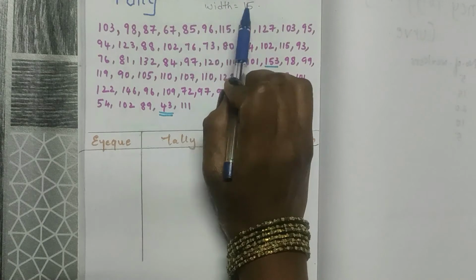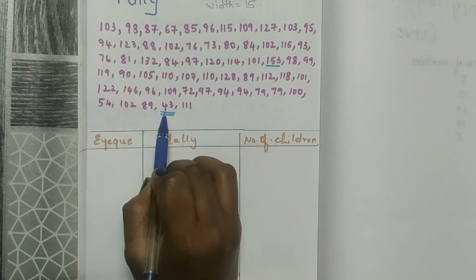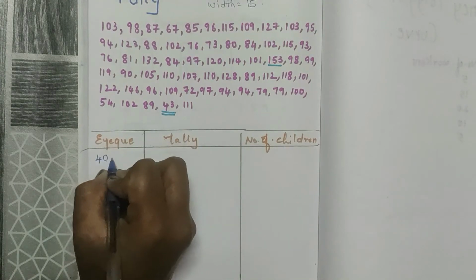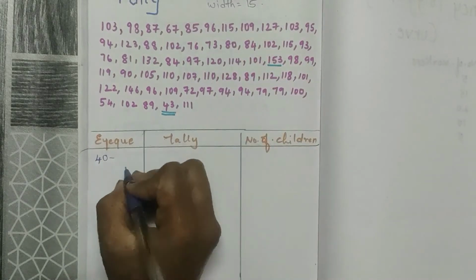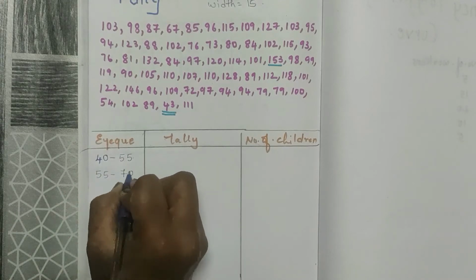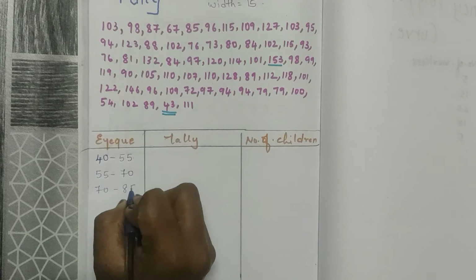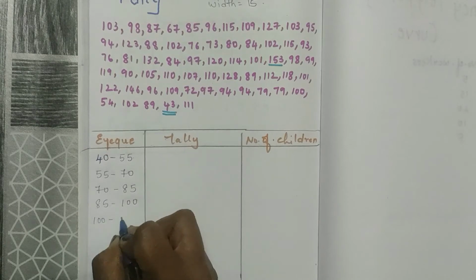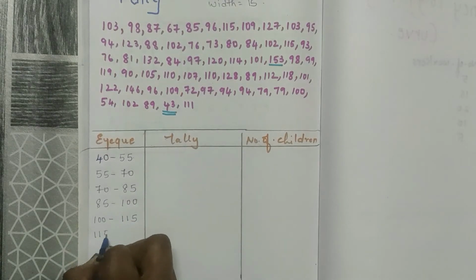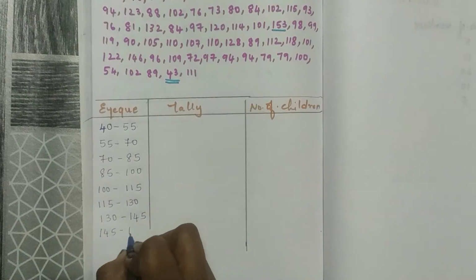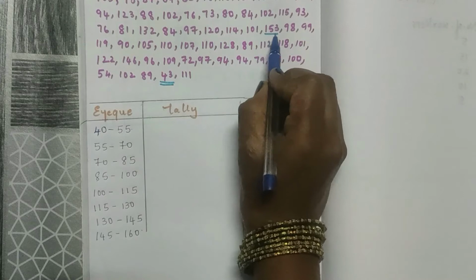They have given us the width as 15, and if my value is starting from 43, I can start from 40. So I will start from 40, width is 15. So 40 to 55, then 55 to 70, 70 to 85, 85 to 100, 100 to 115, 115 to 130, 130 to 145, 145 to 160, because 153 is my last number.